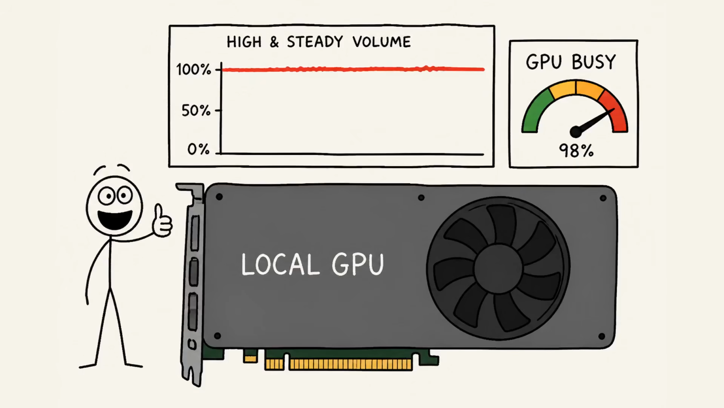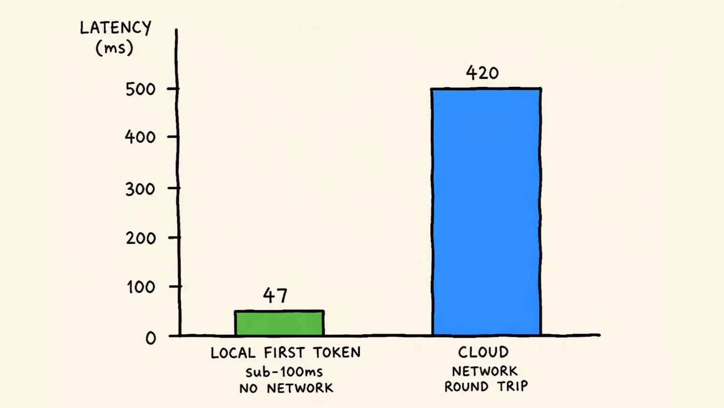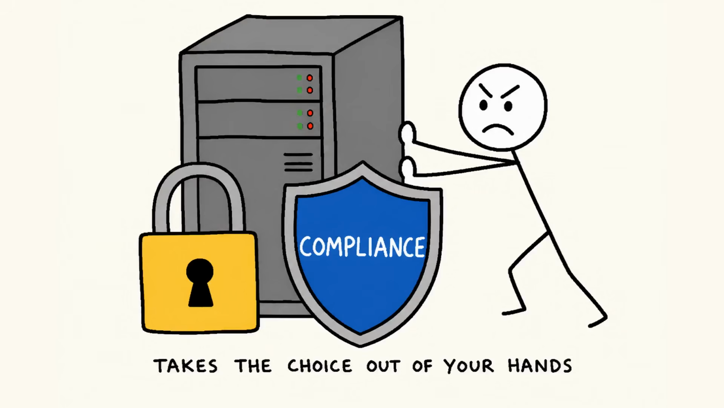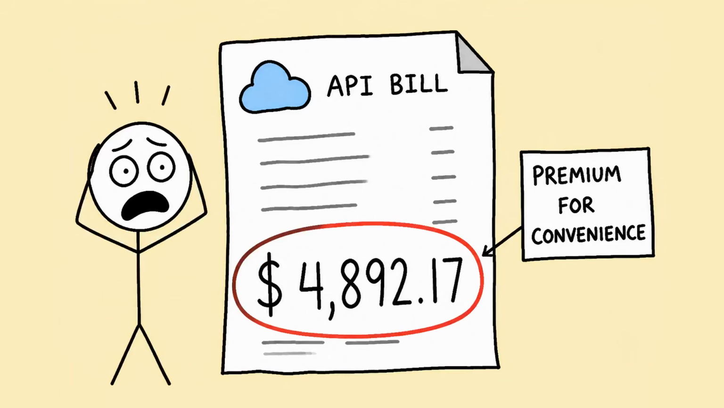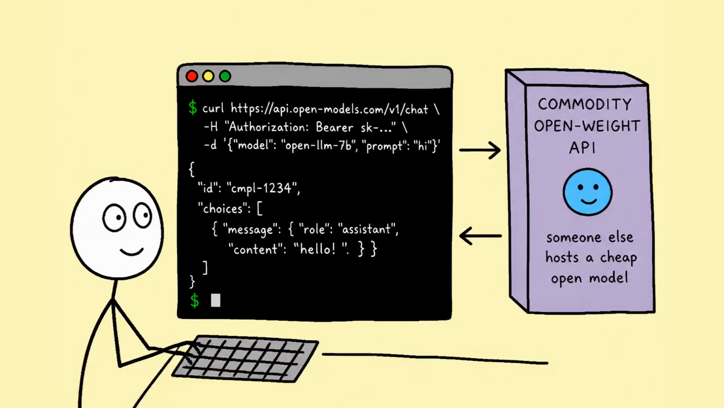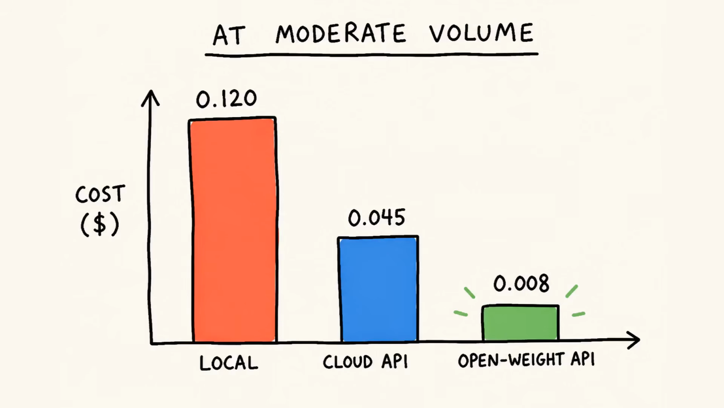Go local when your volume's high and steady, when your GPU would actually stay busy, when latency has to be tight, sub 100 millisecond first token with no network round trip, or when compliance just takes the choice out of your hands. At that point, you're no longer buying convenience, you're paying a premium for convenience you've kinda outgrown. And look, keep the third option in view, because it quietly wins more often than either. A commodity open-weight API. Someone else hosts a cheap open model, you call it for cents, you skip the hardware and the ops engineer entirely. At moderate volume, that's frequently the cheapest path on the whole board.